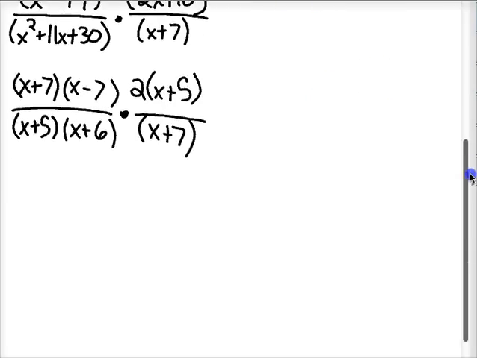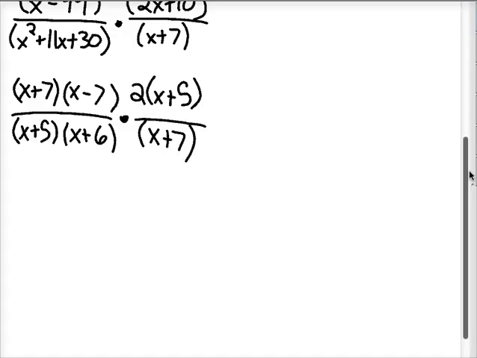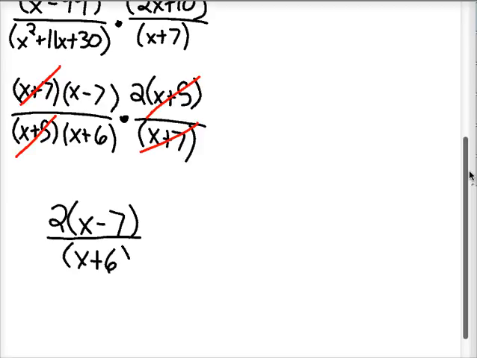All right, so now let's start canceling whatever's the same. So I see x plus 7s, x plus 5s, and I think that's all that I'm going to get to cancel. So on top, you have a 2 and an x minus 7. And on the bottom, we have an x plus 6. So that's going to be our reduced expression, our simplified expression.